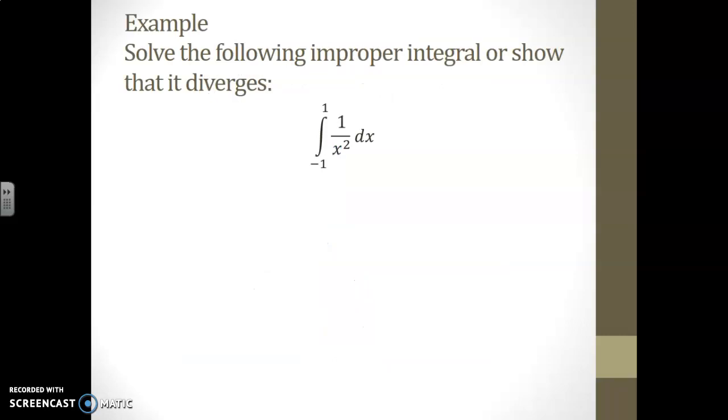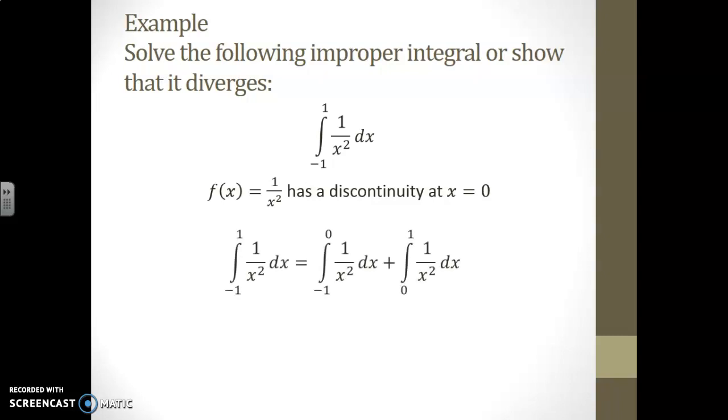Here's the problem that we started off with, and that generated an answer of -2 until we realized that that didn't make sense. 1 over x squared is a function that has a discontinuity at x equals 0. So according to our strategy, we will first and foremost split up the interval -1 to 1 into two integrals that go from -1 to 0 and then from 0 to 1. We're splitting the signed area.